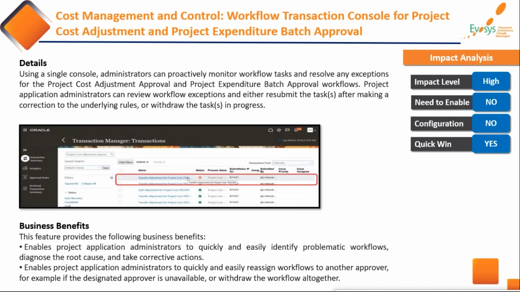Transaction console for project cost adjustment and project expenditure batch approval. So this is again a good feature. As we have seen in the previous release, Oracle came up with their transaction console for the project status change, and this time came with the project cost adjustment and project expenditure batch approval. So it is like admin access. Whoever has the project application administrator access can see all the workflow items, all the notifications related to project expenditure batch and expenditure adjustment, and then they can take the necessary corrective actions on those notifications.